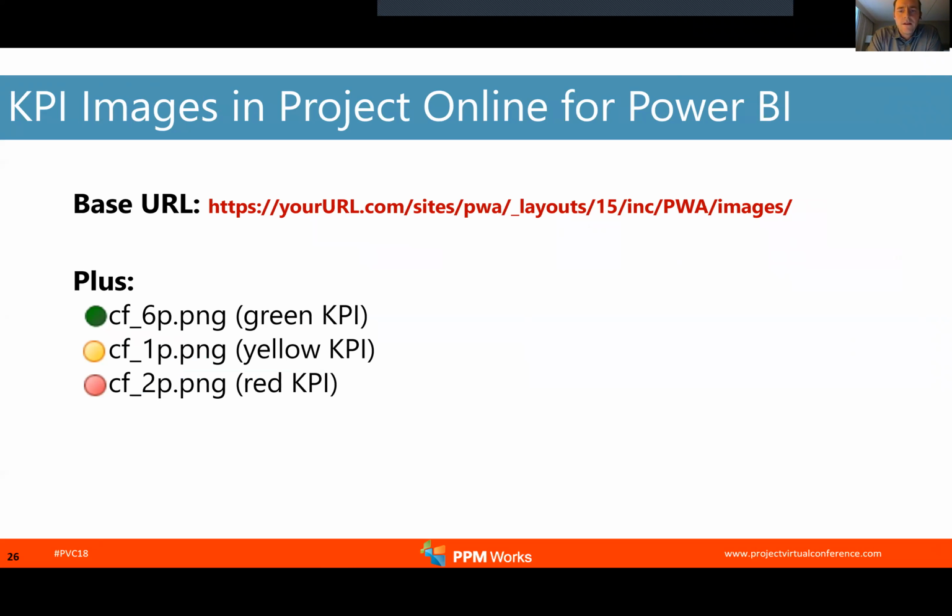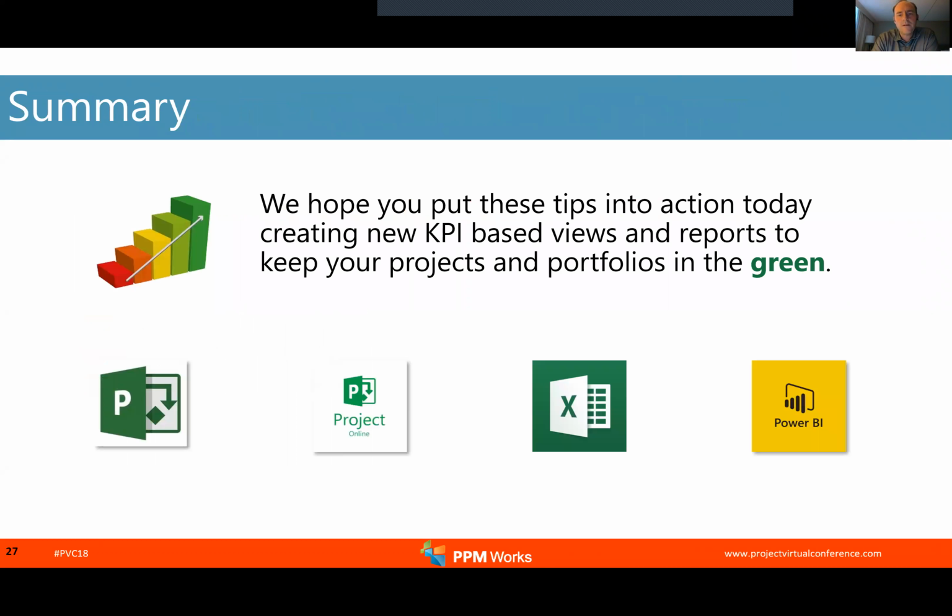So when we go back to our presentation, we just did a really brief demo of Power BI. And here I have the URLs that they're using. So the base URL is going to be the site. Again, in the layouts 15 INC PWA images folder. And then here's 3 of the several colors you have for green, yellow, red. Okay, so we hope that you put some of these tips into practice in your organization today, creating KPIs, whether it be in Microsoft Project, Project Online, Excel, or Power BI, keeping your portfolios and projects in the green.